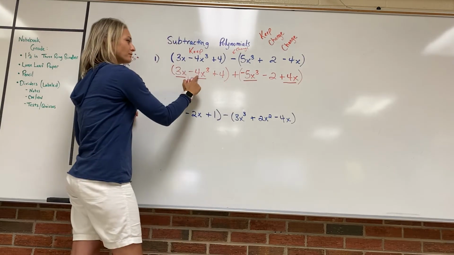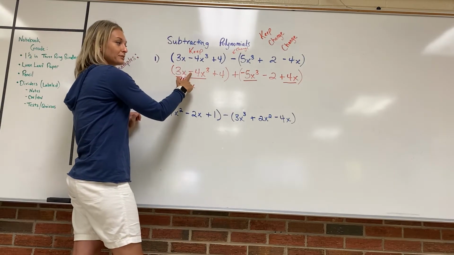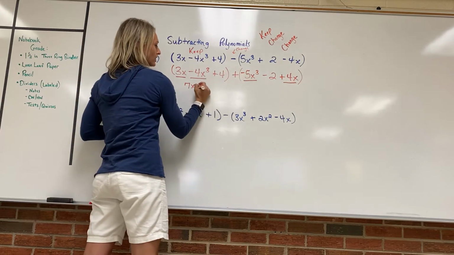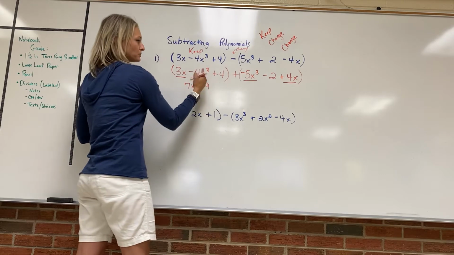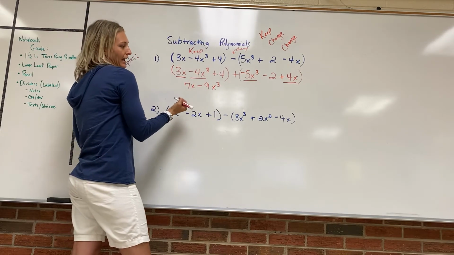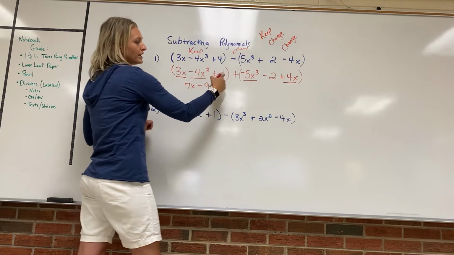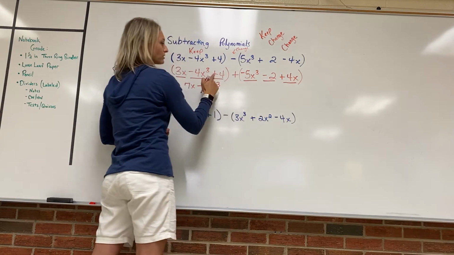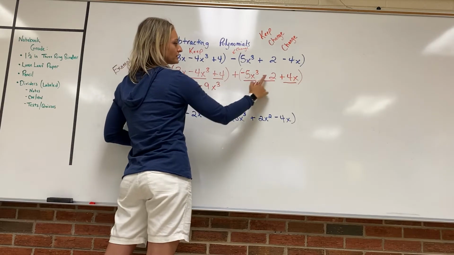So I've got -4. Make sure you remember to look at the sign in front of it. -4 plus -5. So that would be a -9. And then remember, the last name stays the way it is. And then I have 4, and that will be a like term with that because they're both constants. So we've got 4 plus -2.